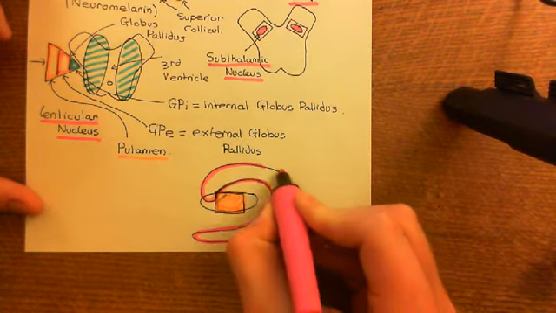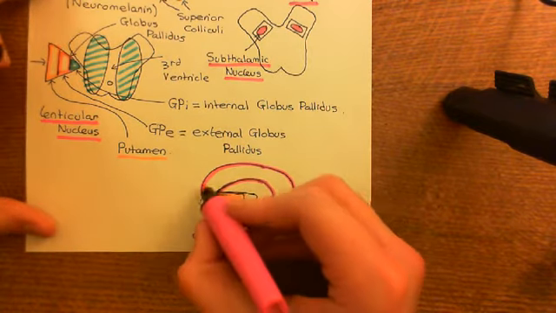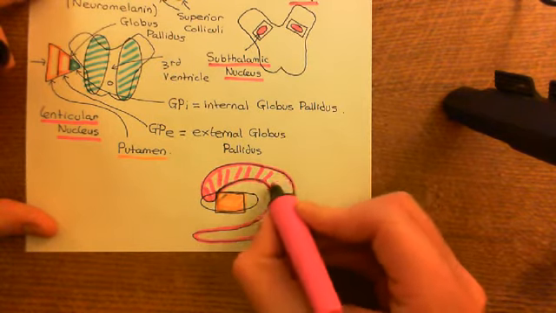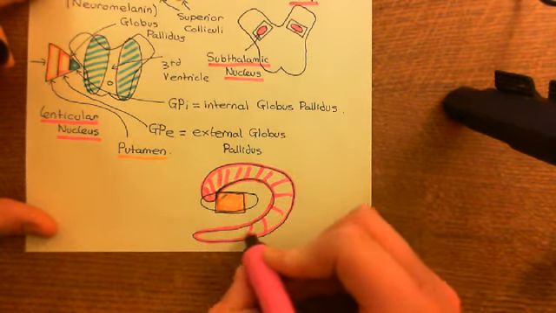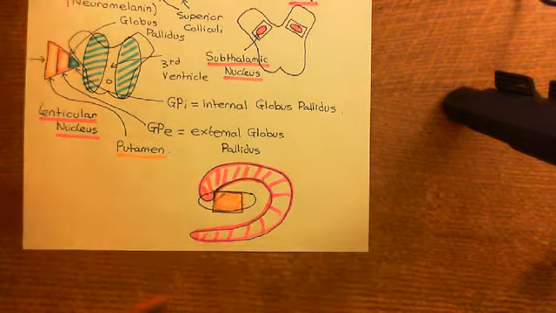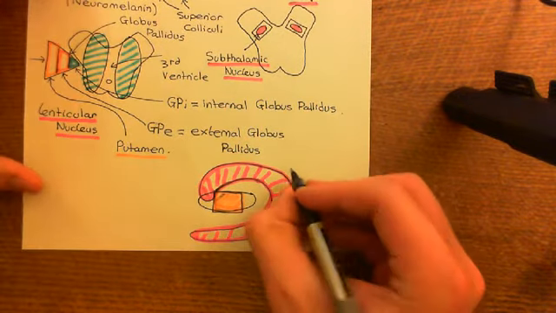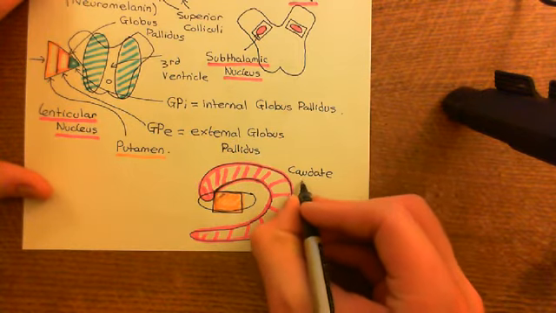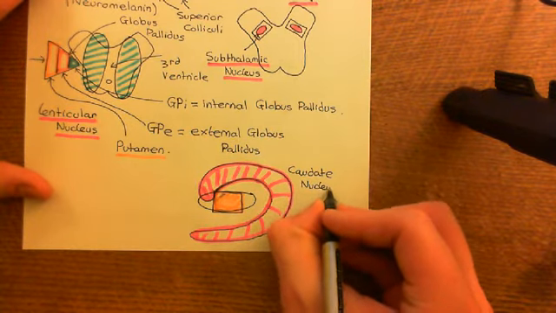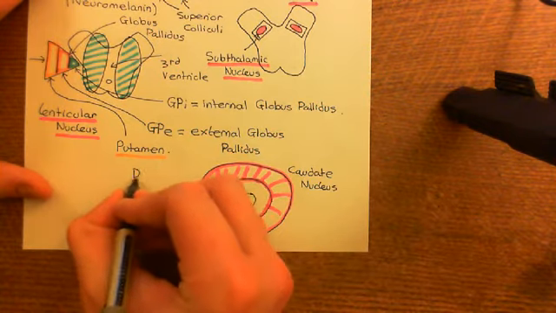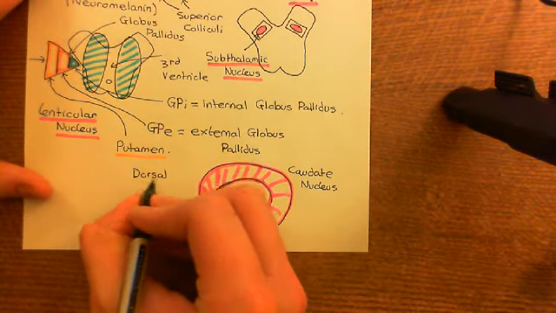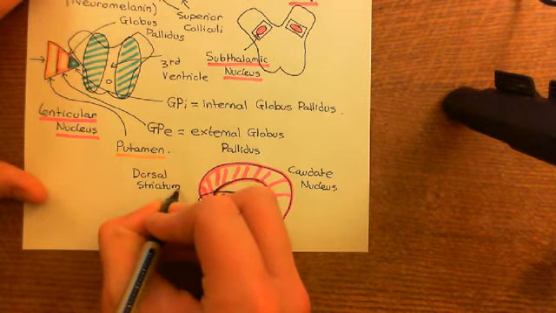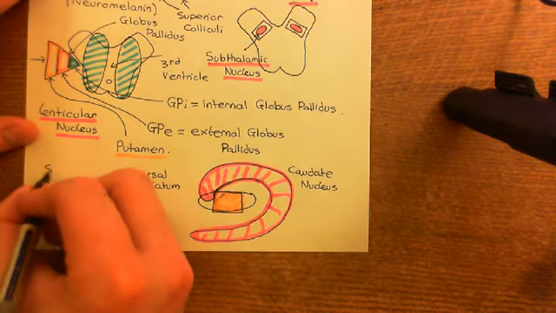So this entire thing is called the caudate nucleus, and I think I'll colour in the middle as well. All of this is the caudate nucleus, and together the caudate nucleus plus the putamen are called the dorsal striatum. So this is the caudate nucleus, and the two of them together are then called the dorsal striatum.